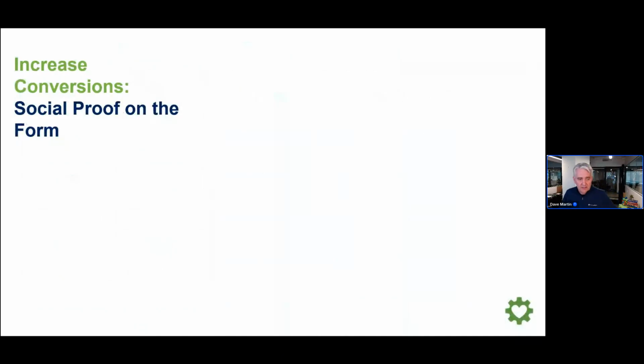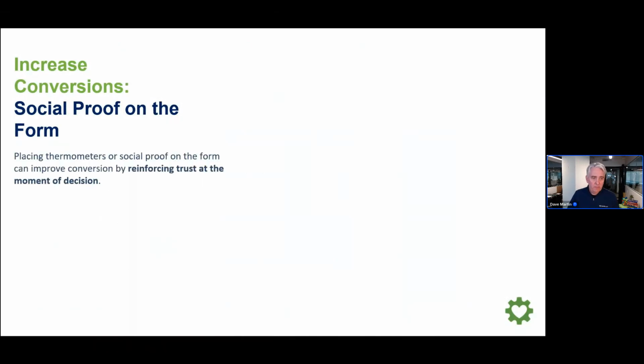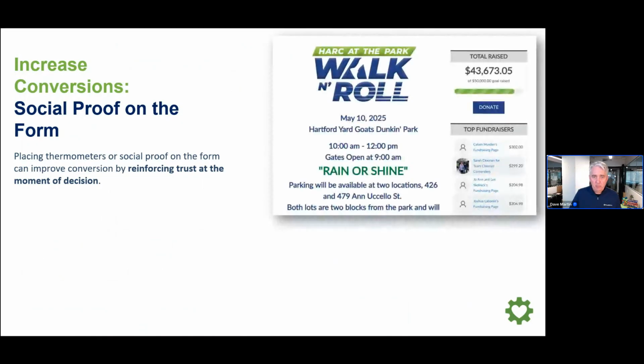Increasing conversions, we're continuing along that vein. Social proof on the form, right? Placing thermometers, social proof, that can improve conversions by reinforcing trust at that moment of decision. Here's an example of Hark at the Park, walk and roll. They've got a thermometer here, and it shows that out of a $50,000 goal, $43,000 has been raised. You see the big donate button right there to this peer-to-peer campaign. A little bit different maybe than your main donation form, but this is a way to establish trust, right? And you see other people have been giving money, so there's some social proof.